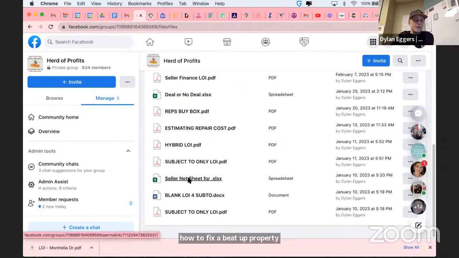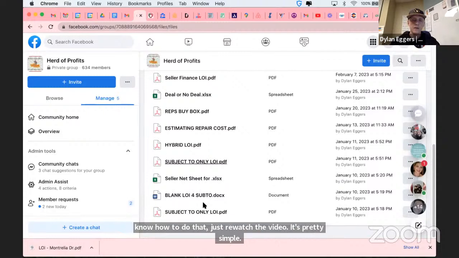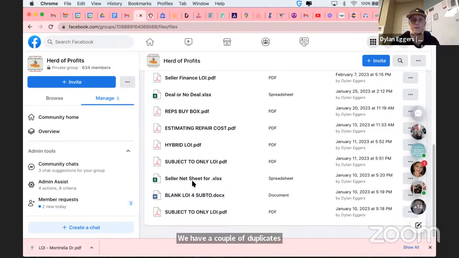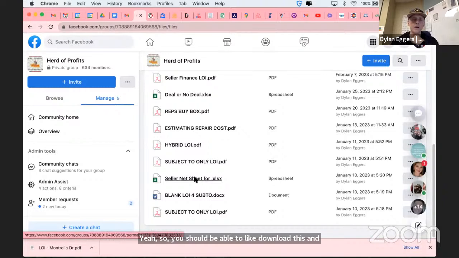And then here is the seller net sheet. The seller net sheet that I just used to fill out and send, this is it right here. You may need to format it correctly. If you don't know how to do that, just rewatch the video. It's pretty simple. Also a quick Google search will help you figure that out. We have a couple of duplicates in here, but you should be able to download this and then export it to a CSV or whatever your computer uses. I have a Mac, so I don't even have Excel, but you should be able to convert this to a Google Sheet, a CSV document, whatever you need.